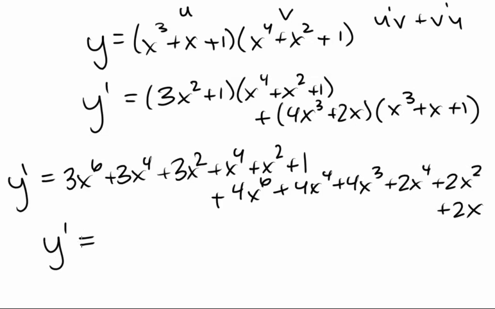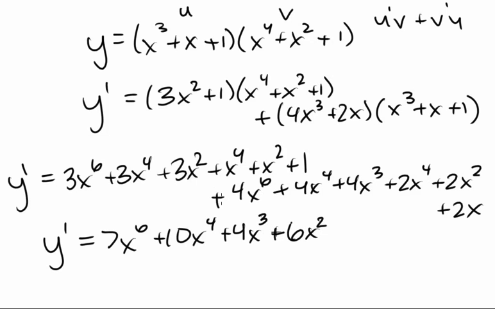So let's go through and simplify. We have 3x to the 6 and then 4x to the 6, so that's 7x to the 6. And we have 3x to the 4th, now we have 4x to the 4th, 8x to the 4th, 10x to the 4th. Any x cubes? We got a 4x cubed, and it's only 1, so plus 4x cubed. X squared, 3x squared, now 4x squared, 6x squared. Then power of 1, just 2x. And then any constants, just the 1.